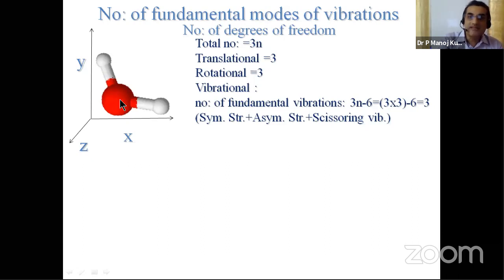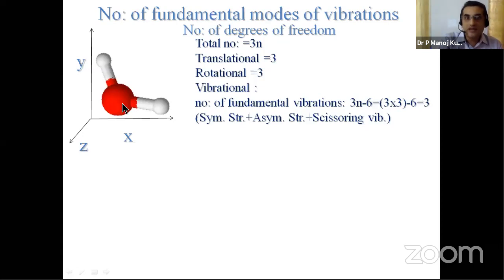And let us consider, for example, a non-linear molecule like water. Why do you call it a non-linear molecule? Because the three atoms are not in one straight line. If you take the oxygen and hydrogen, this hydrogen is deviated from it. So you call it a non-linear molecule. If you take such a molecule like water, it can move along the x-axis, along the y-axis, along the z-axis. In all these three directions, the position of the molecule is changing. Because ultimately, how do you designate the position of a molecule? You designate it in terms of x, y, and z coordinates.